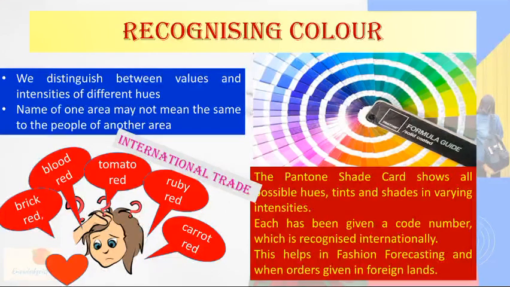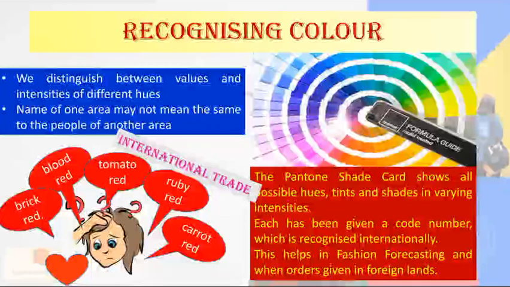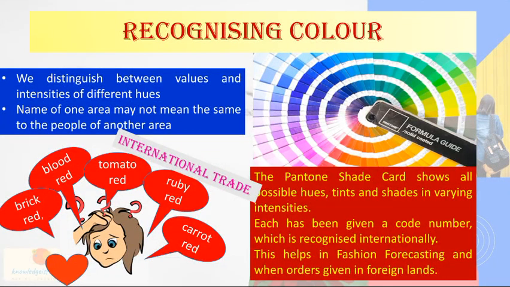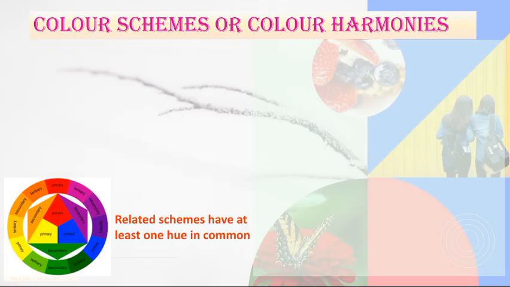We are able to distinguish between the values and intensity of different shades, but the problem is the name which is given in one area may not mean the same to the people in another area. So how do we do international trade? Simple. Give the code which is given in this Pantone shade card and you have the absolute similar color.